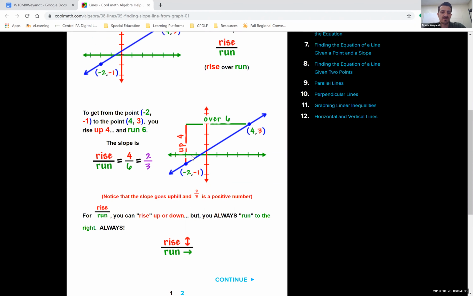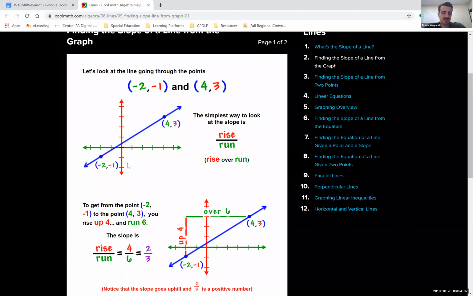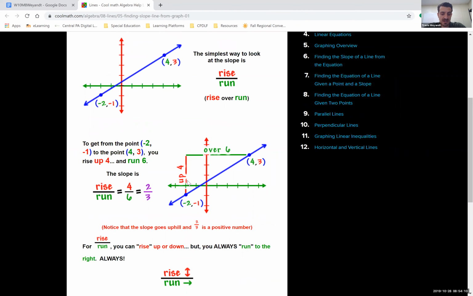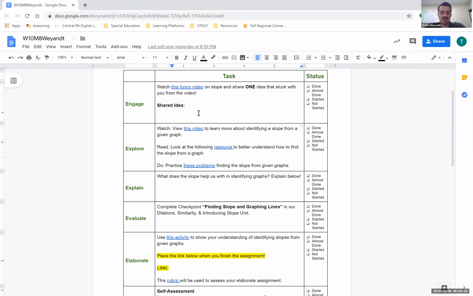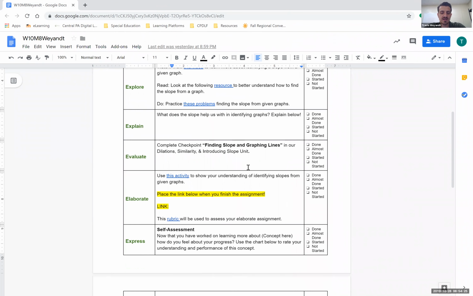All right, so it's finding two coordinates on a given line, and then rising and running from point to point to find what my end result will be for my slope. And we always remember with fractions that at the end we do reduce. So hopefully that was useful. As you explore that, you'll get a better idea of the idea of slope.